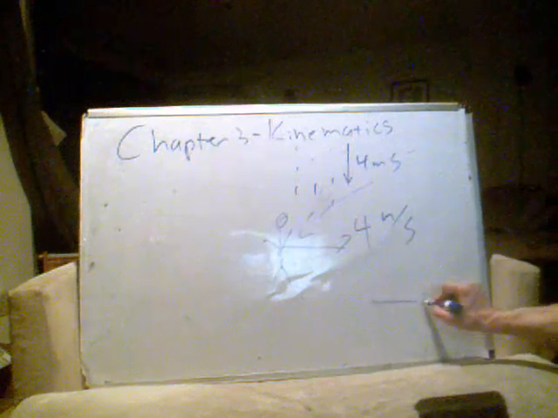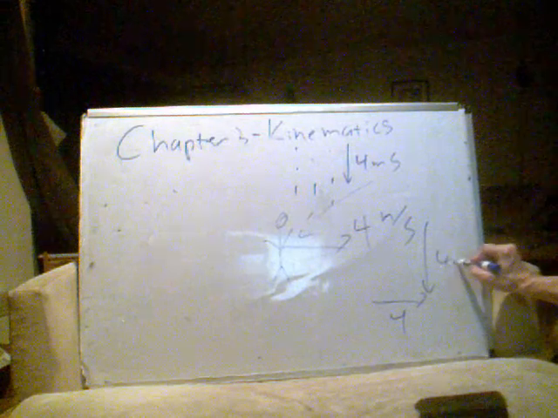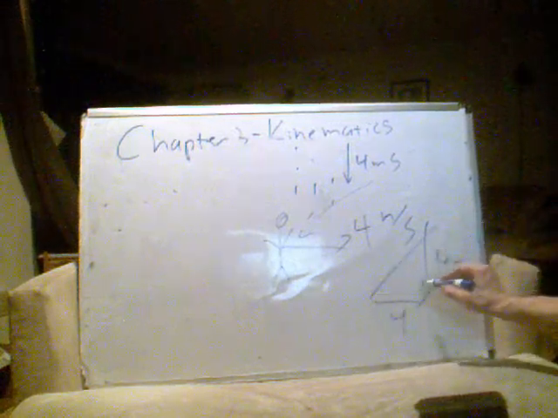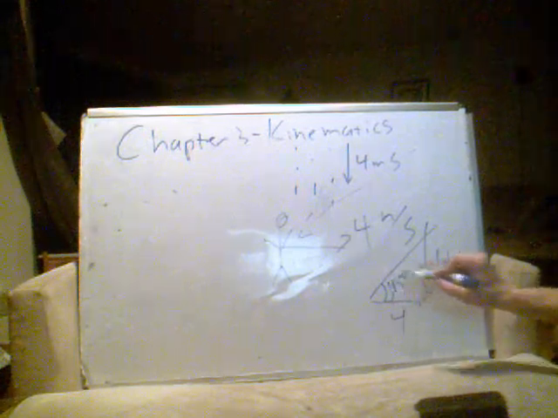Well, you're moving this way with 4 meters per second. They're moving down here at 4 meters per second. These are equal, right? This side is as big as this side. That means this is 45 degrees.